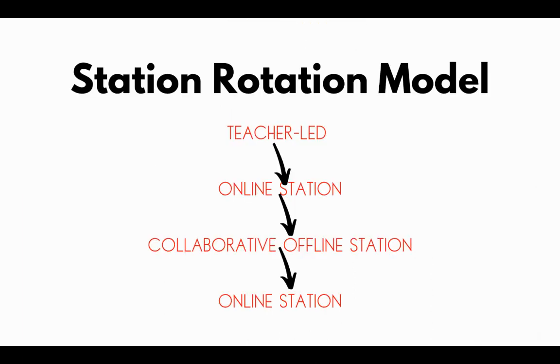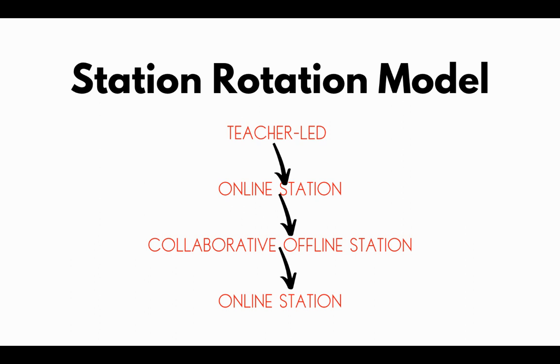So, what the station rotation model does, it takes the lesson and it breaks it into small stations, obviously, or it wouldn't have station in its name. So you can start off with that teacher led, and that's just another word for the mini lesson. Start off with 10 to 15 minutes showing the students how to do whatever it is that you're doing for the day. It could be a drawing, it could be an exercise, or whatever.